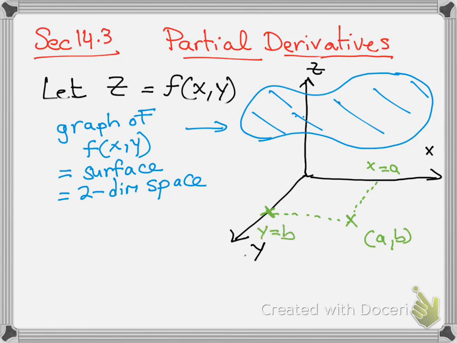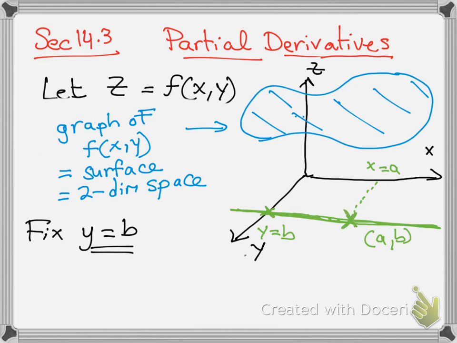So what I'm going to do, guys, is fix y to be equal to b. So y equal to b is the equation of a line. That will be this line here. This whole green line, the equation of this green line is y equal to b.